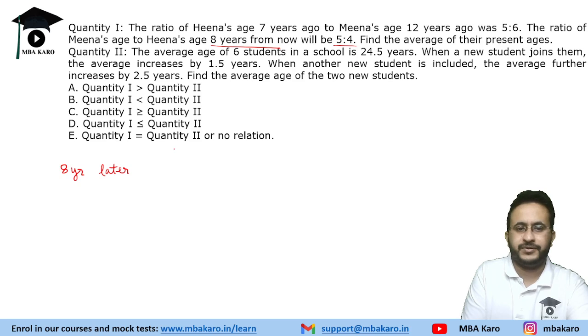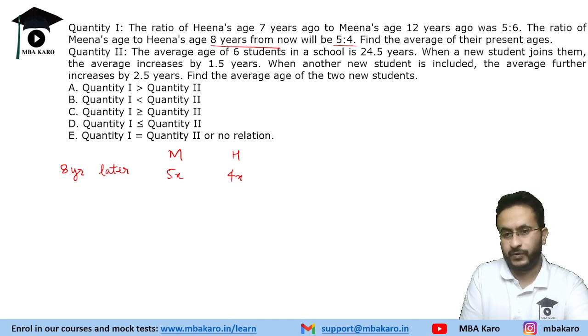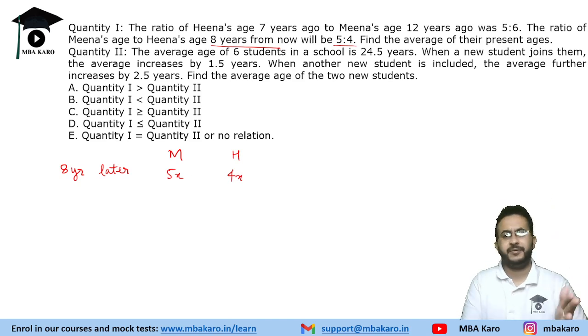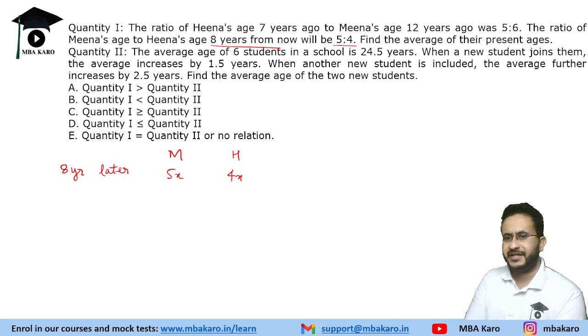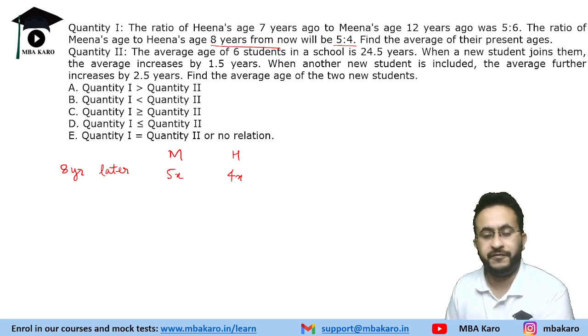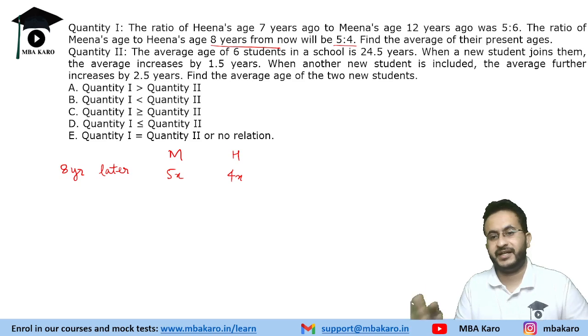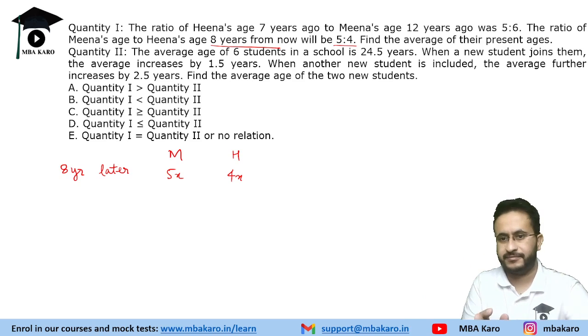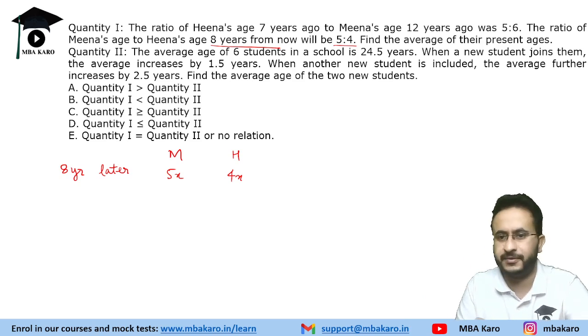Okay, so let us take Hina and Mina. Mina is greater than Hina, no? So 8 years later, 5x and 4x. Why are we taking 8 years later? Because the simple ratio is given. Present ratio is not given. So for whichever year the ratio is given, take ages in that ratio, then reverse calculate the present age.